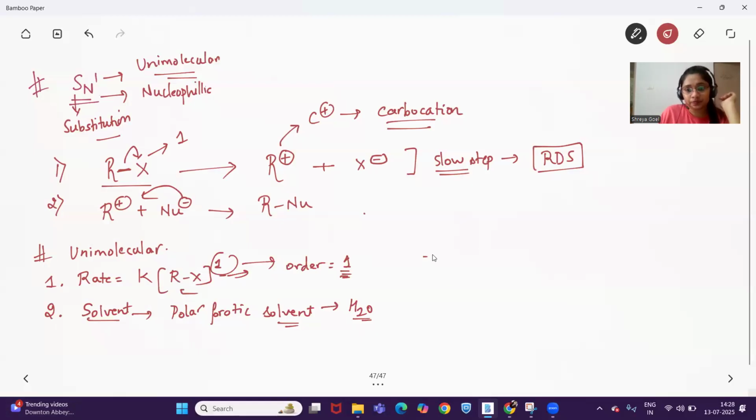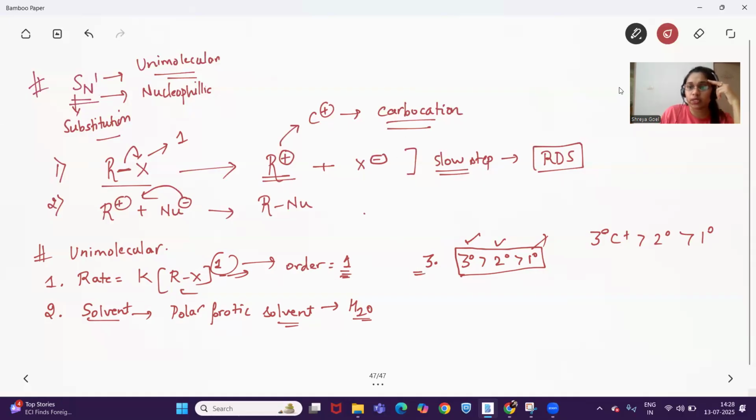The third thing is, we know that there are different types of alkyl halide: 1 degree, 2 degree, 3 degree. The rate of reaction of alkyl halide is this: 3 degree will react fastest, 2 degree less, and 1 degree does not show the SN1 reaction, because 3 degree carbocation is more stable than 2 degree, and 2 degree is more stable than 1 degree. As a carbocation is forming, the more the stability of the carbocation, the more the rate of the reaction. So the third point is very important here.